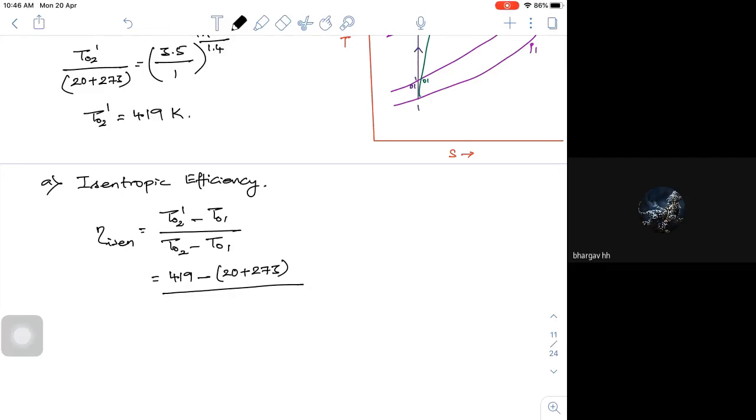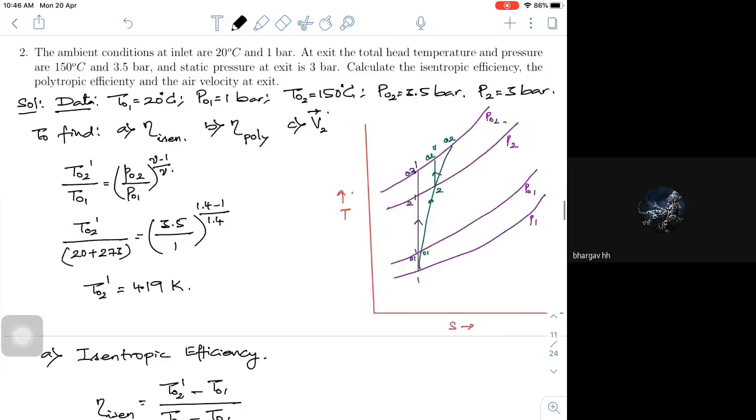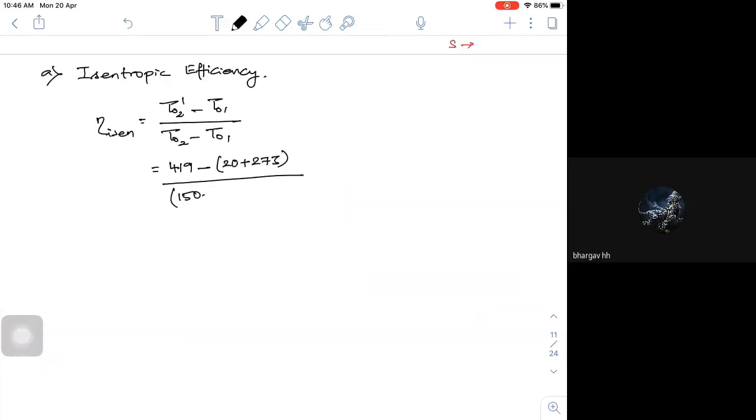So T02 is already given, which is 150 degrees Celsius. That is 150 plus 273 minus 20 plus 273. Okay. So substitute everything and get it. 419 minus 293 divided by 150 plus 273 minus 293. I am getting 97%. Okay, this is the isentropic efficiency.